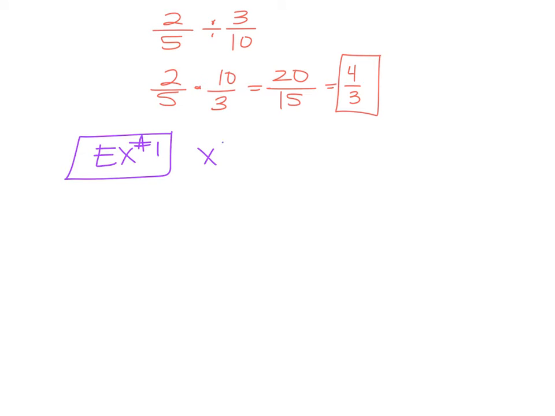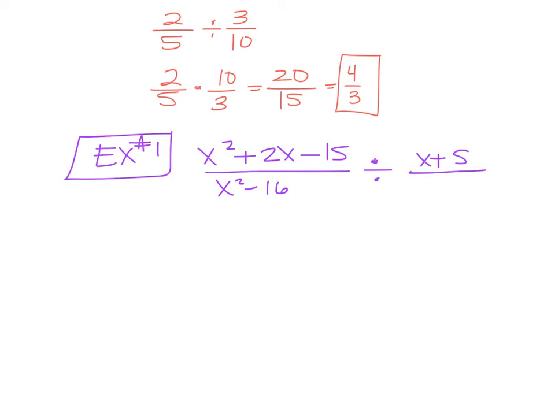All right, first problem, x squared plus 2x minus 15 over x squared minus 16 divided by x plus 5 over 3x minus 12.